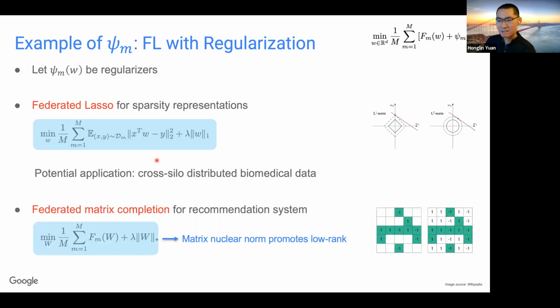Another potential regularizer is the nuclear norm for matrix completion, where the nuclear norm is the summation of the singular values of the matrix W. Here, W has to be a matrix, a square matrix, for the nuclear norm to be applied. This nuclear norm will promote a low-rank solution of W. There are other choices of the regularizer like the TV semi-norm and the LP norm, but I will mostly focus on these two setups for the experimental part.